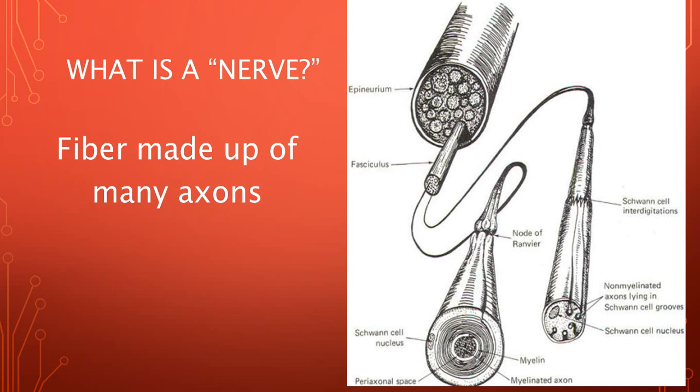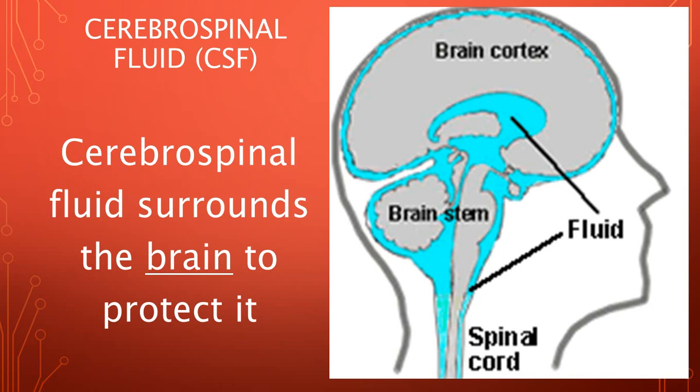So essentially, the cell is called a fiber, made up of the axons. And a fiber is made up of many axons, and put those together, that becomes the nerve.